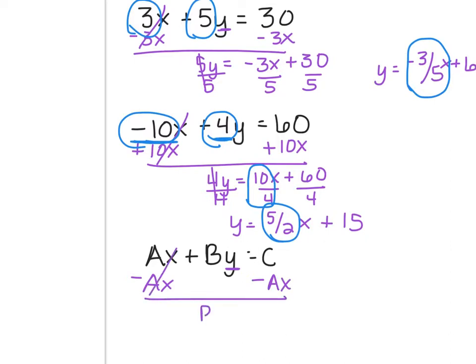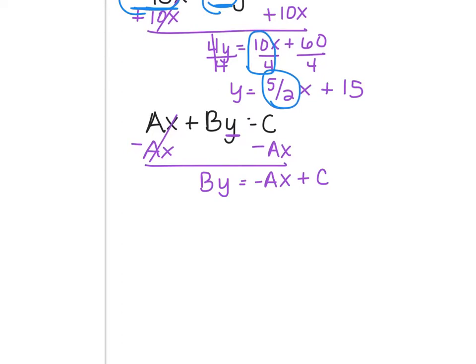So now I have by equals negative ax plus c. Slide that up a little. And then if I'm looking to get y by itself, I'm going to divide everything by b. Okay? So the final equation looks like this: y equals negative a over b x plus c over b.